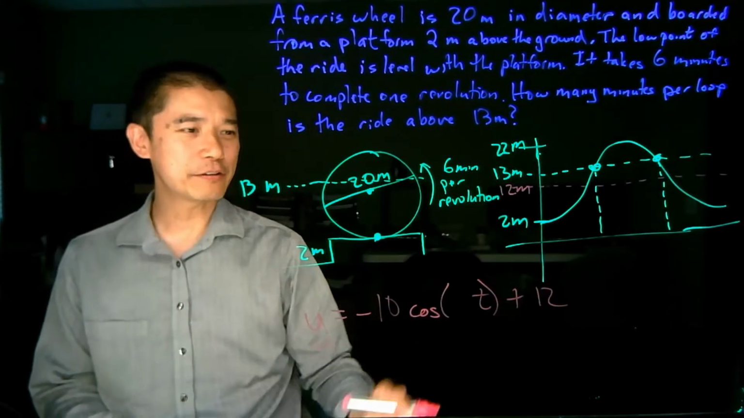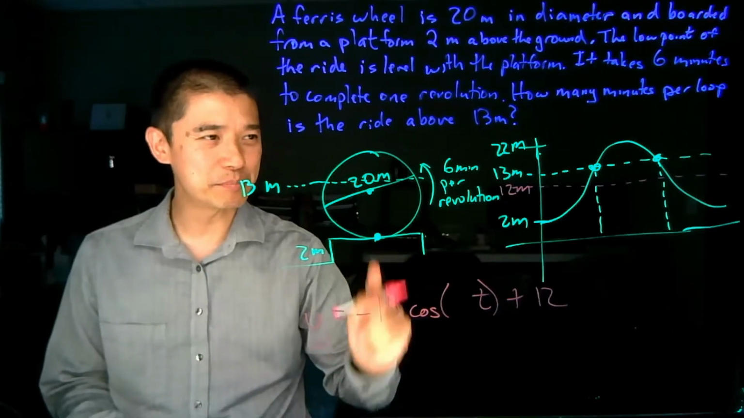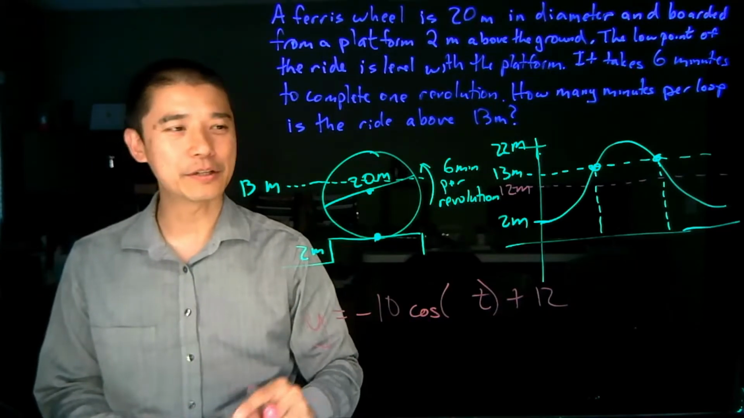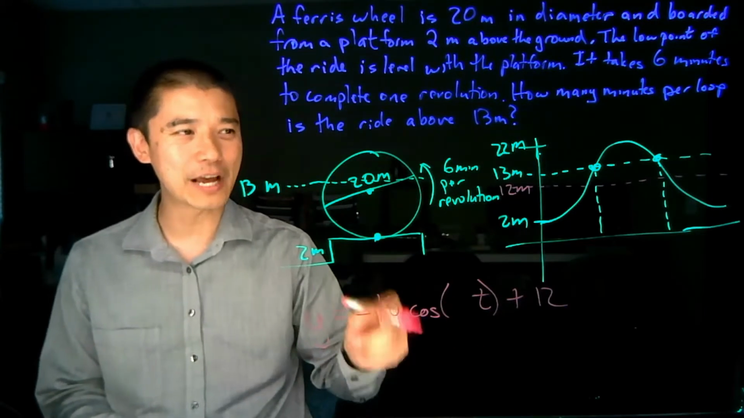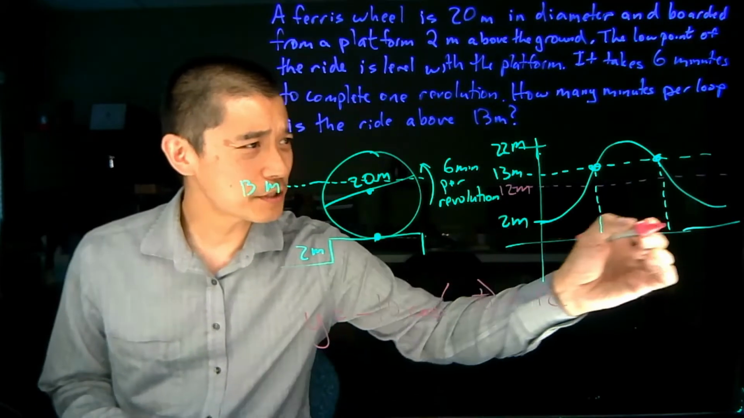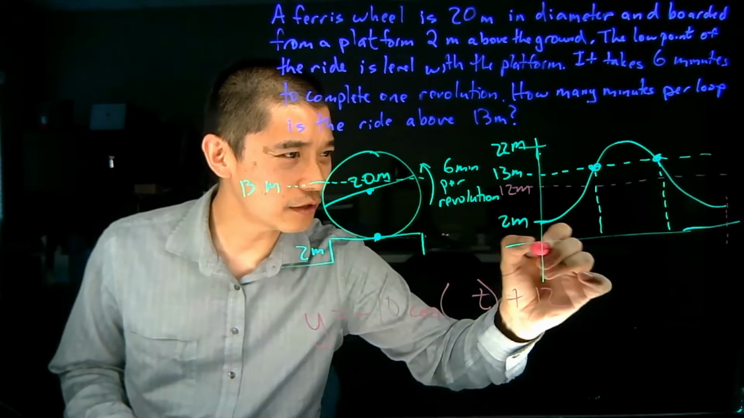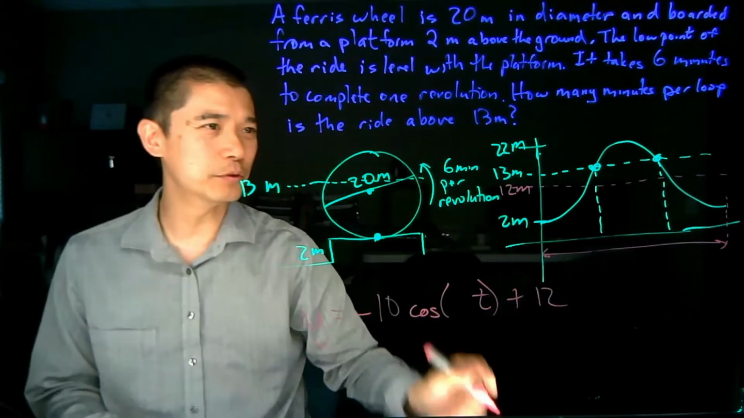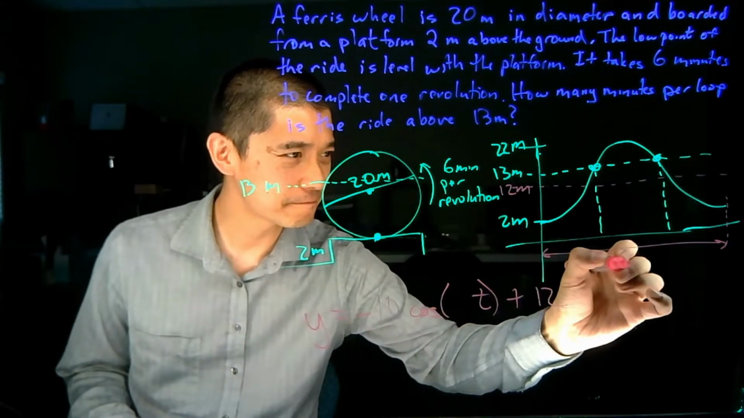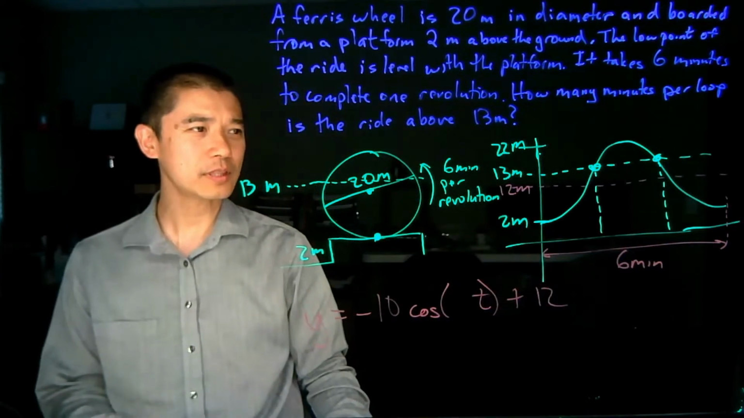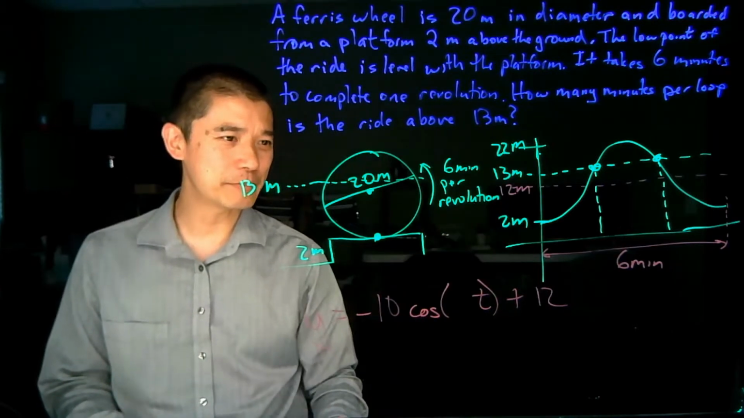And now we need to figure out that b value. And again, remember, the b value is not the same as the period. We use the period to get it, but they're not the same thing. So in this problem, what is the period? How long does it take to go around one full loop? Well, 6 minutes. And so that is our period.